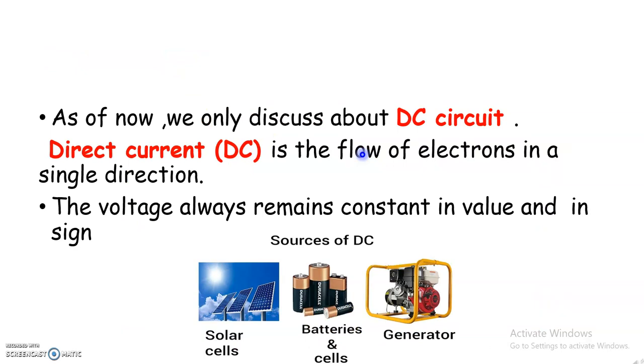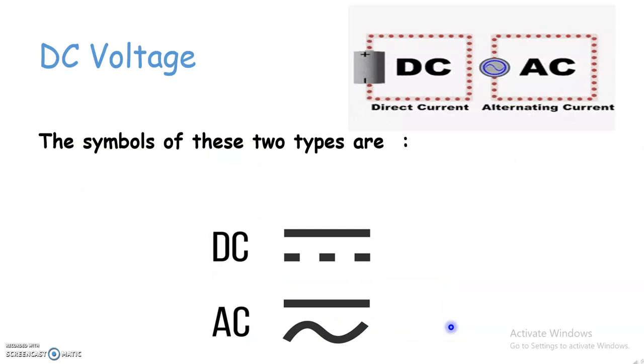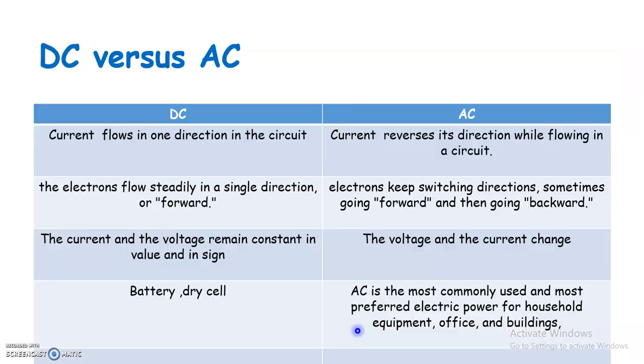As I said, we only discuss here the DC circuit. Direct current, or DC, is the flow of electrons in a single direction. The voltage always remains constant in value and in sign. The current also. These pictures represent examples of sources of DC: solar cell, batteries, and generator. The symbol of DC is this straight line. That of AC is this line, wavy. It's not straight.